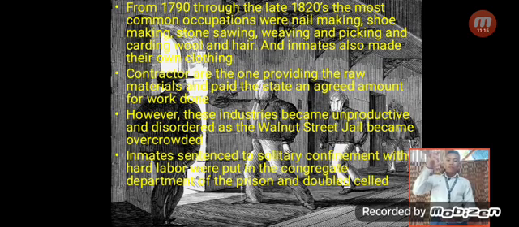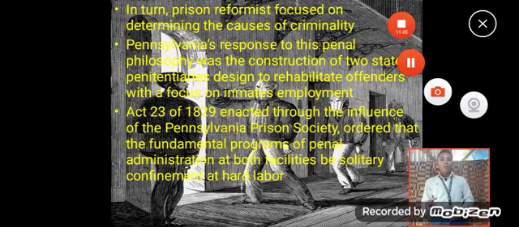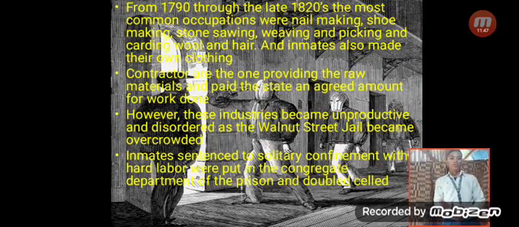Next slide. So the first state prison system implemented several innovative ideas in the management and rehabilitation of criminals, including an expanded and successful prison industry. From 1790 through the late 1820s, the most common occupations were nail making, shoe making, stone sawing, weaving, and picking and carding wool and hair. Inmates also made their own clothing.